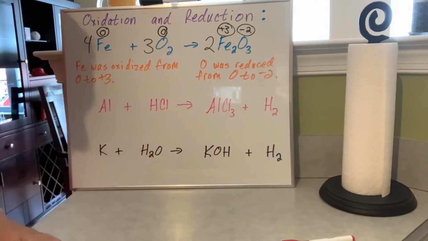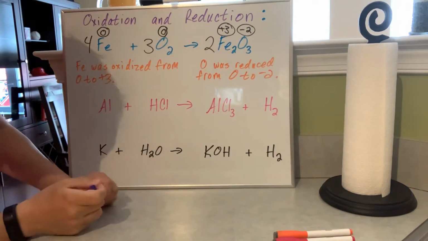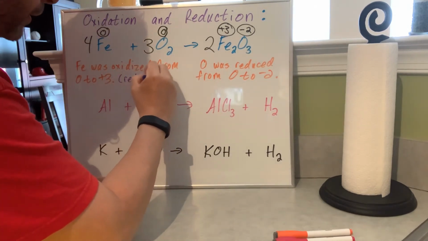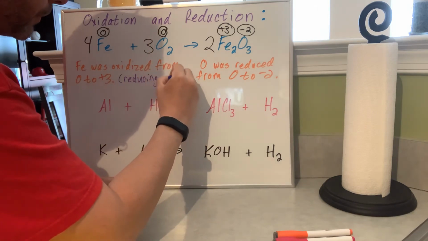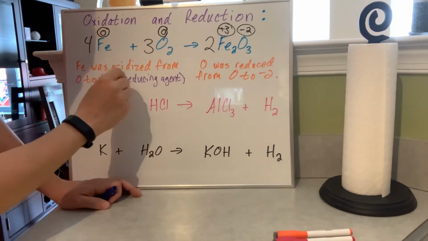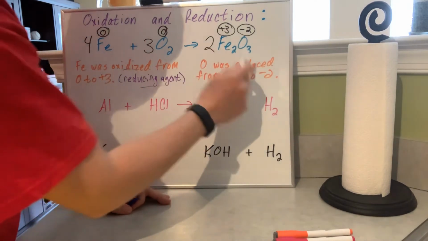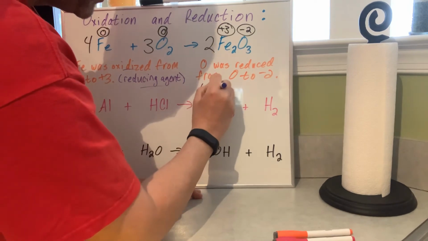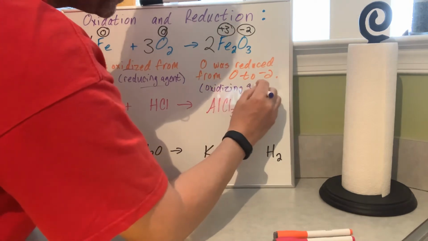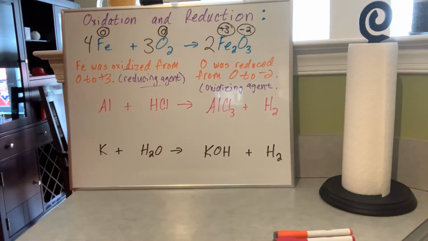All right. Now there's another term I need to teach you, though. Don't get confused. The thing that's oxidized is called the reducing agent. Okay? The thing that's oxidized is called the reducing agent. Well, then the thing that is reduced is going to be called, you guessed it, the oxidizing agent. Okay? All right, that's kind of how it works.